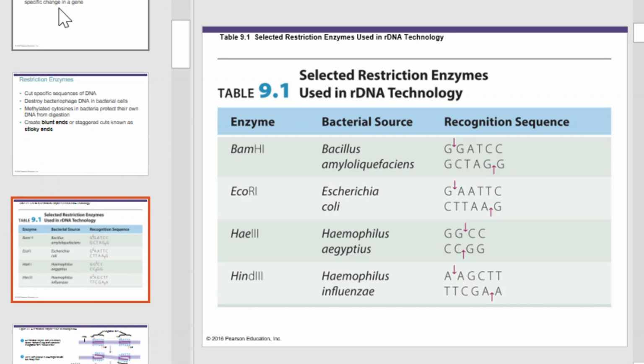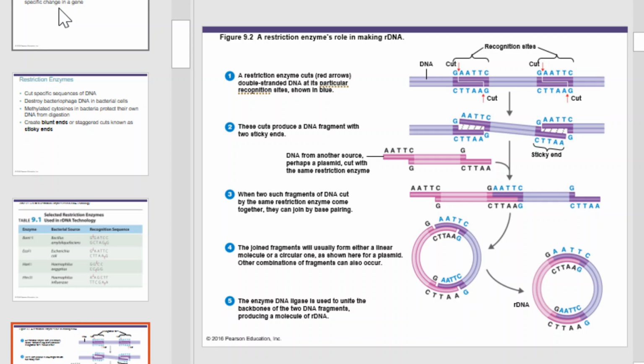This is an illustration of 4 commonly used restriction enzymes and the sequences at which they produce their cuts. This is an illustration of a restriction enzyme's role in making rDNA. Here you can see the restriction enzyme is used to cut a piece of DNA away from a larger strand. The cuts produced a DNA fragment with sticky ends.